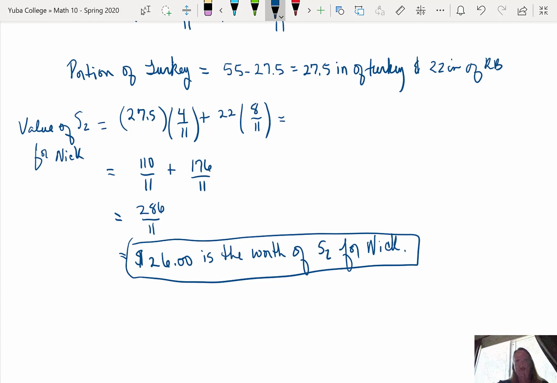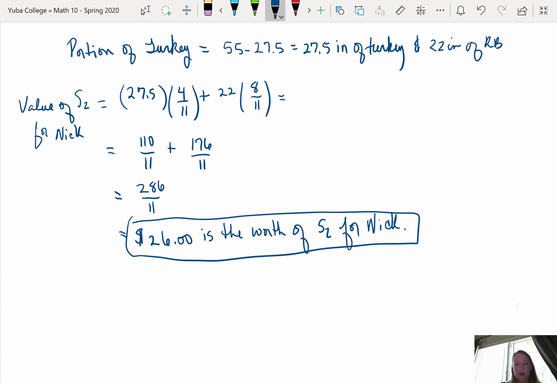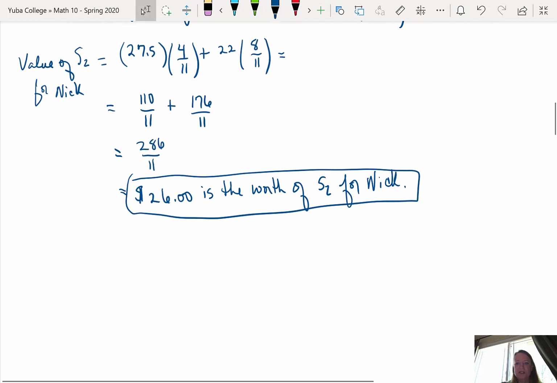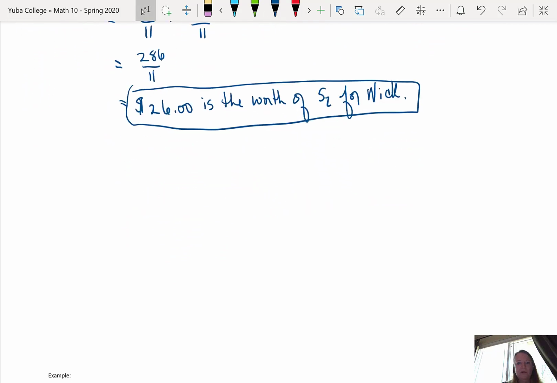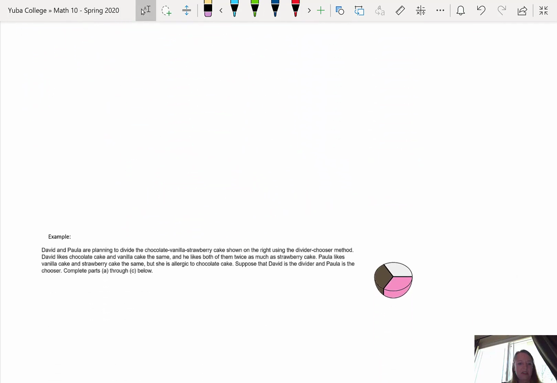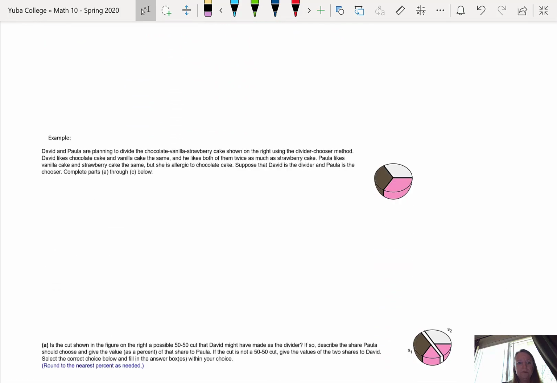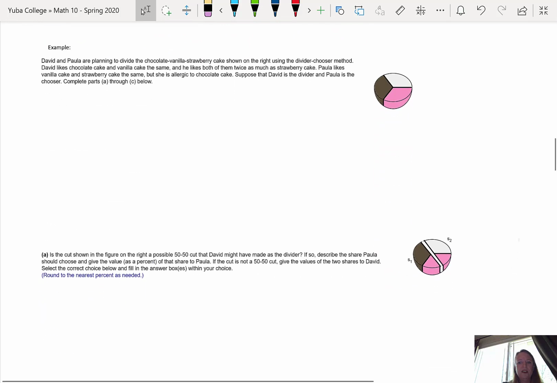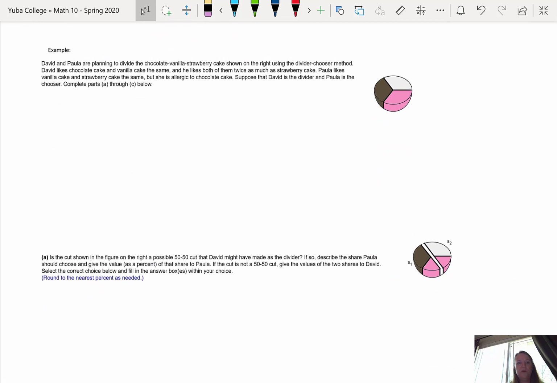So definitely Nick feels like he won. He got a lot more than half the worth of the sandwich when he got to choose which part of the sandwich he wanted. Okay, so let's look at one more example.